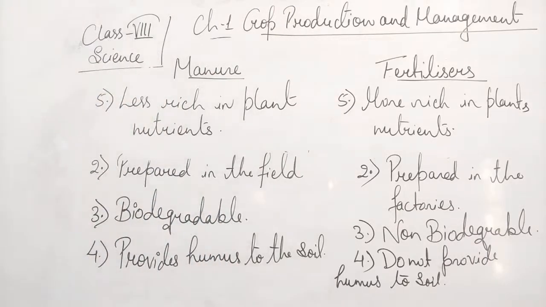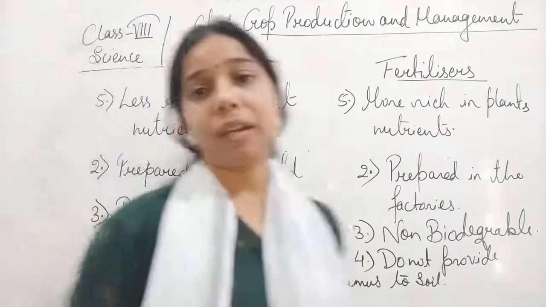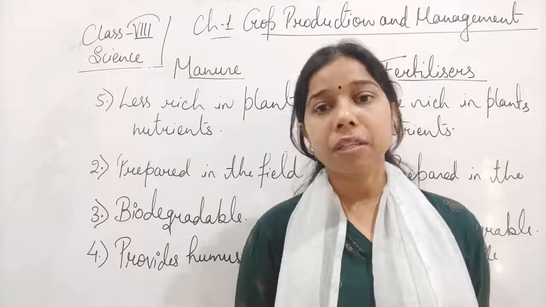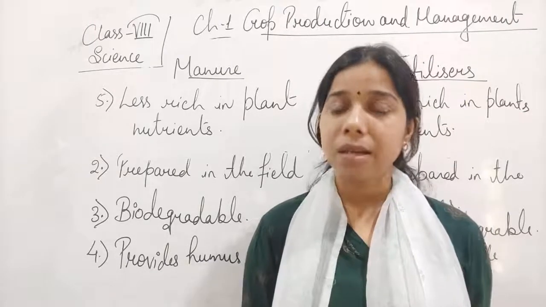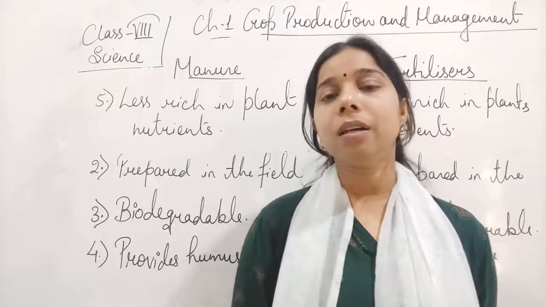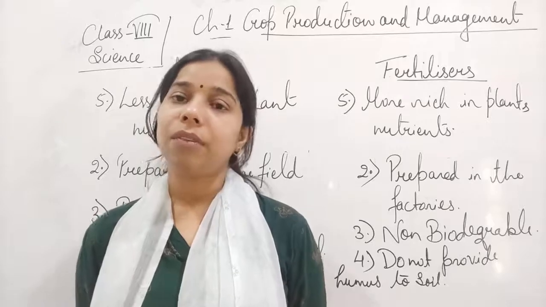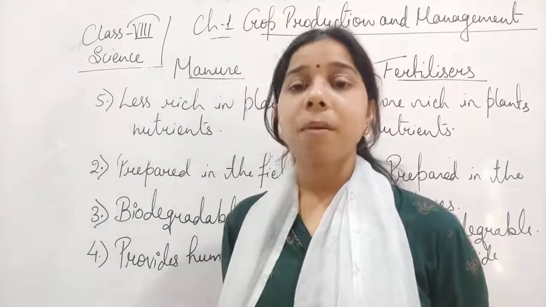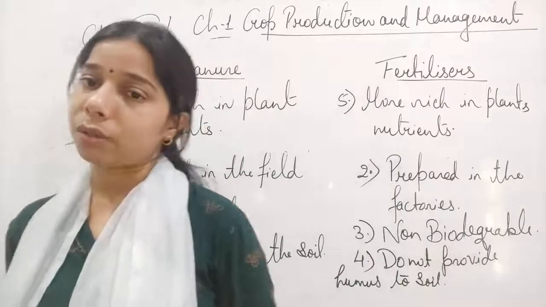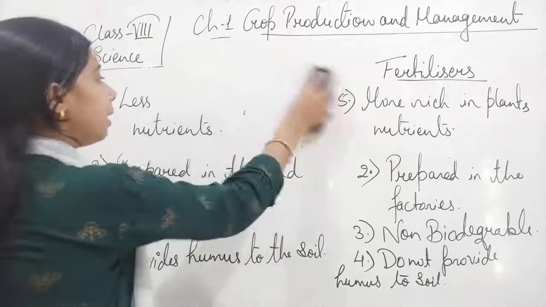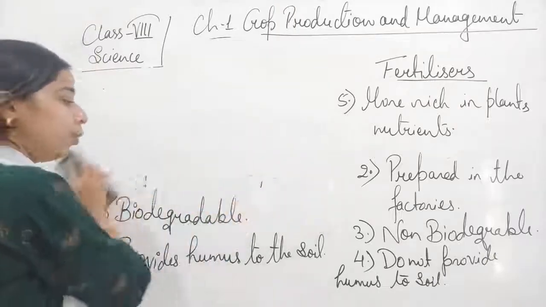Okay, so this is about the manure and fertilizer. This is the third step, students, that we will do after selecting and sowing the seed. It is important to provide good nourishment to the crop so that it can grow properly, and we do this by adding manure or fertilizer to the soil. Now, there are some methods, students, by which we can also replenish the nutrients.